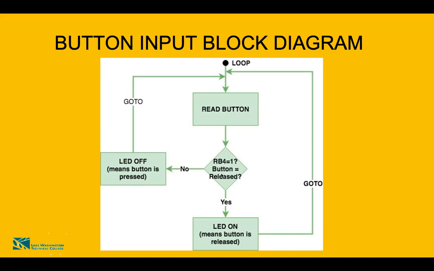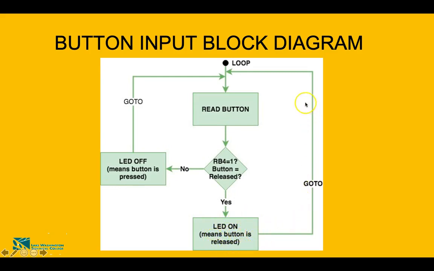When I release the button, the LED is going to be turned on, and that's what it says here. When the button is released, RB4 should equal 1, which means the LED should be turned on. This decision box is asking whether RB4 equals 1 or not, or whether the button is released. These two statements are the same thing. So yes, the button is released, which means the LED is turned on.